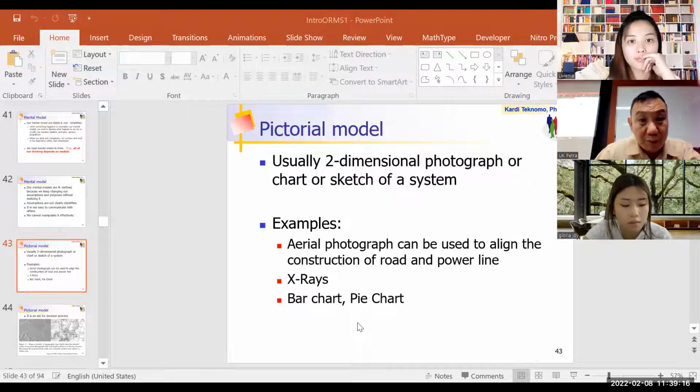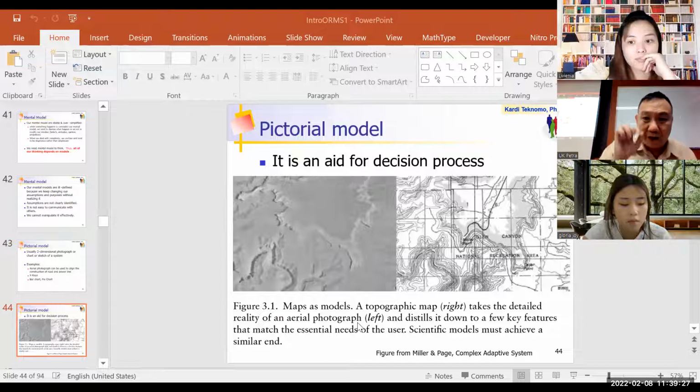Better than a mental model, of course, is a pictorial model. So we create a photo, a chart, a sketch, right? We create some kind of aerial photograph like this, and then we do a topographic map, right? Then we can see the big picture, right? So you have a map.